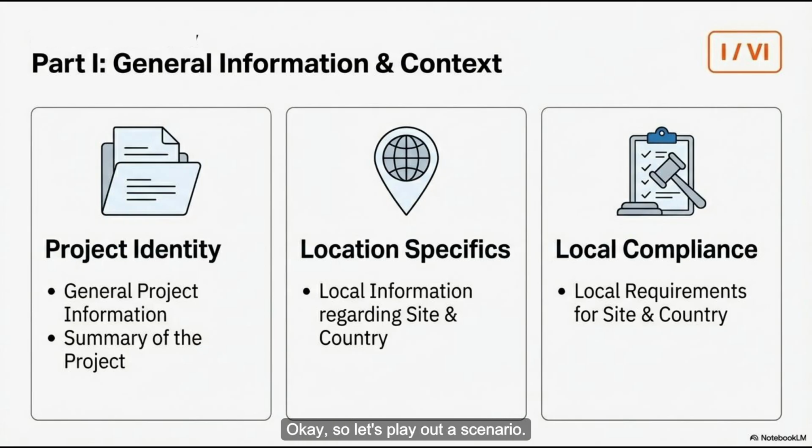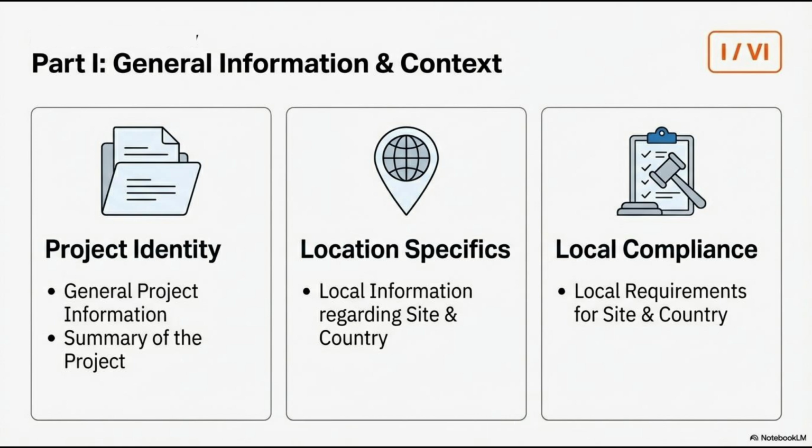Okay, so let's play out a scenario. Let's say the employer standard, the big oil company paying for the plant, says, we want this safety railing to be 1 meter high. That's what we do at all our plants. But the statutory regulation, the local law where they're building, says it must be 1.2 meters. The law wins. Always. Statutory regulations are at the very top of the food chain.